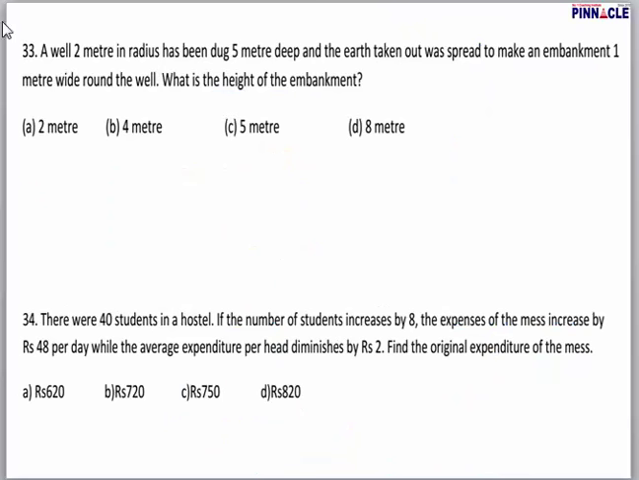Question number 33. A well 2 meter in radius has been dug 5 meter deep. It means it has become a cylinder. And the earth taken out was spread to make an embankment 1 meter wide round the well. What is the height of the embankment? This is a ring having height. So the volume of this cylinder, and what is the volume of a cylinder? 22 by 7 into r square h, where the radius is 2.